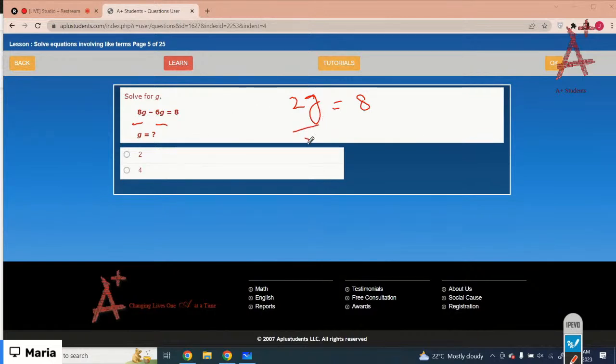So it would be divide both sides by 2. So it would be then g equals 4, got it? So the correct option is 4. Just select the correct option, then click on the OK button.